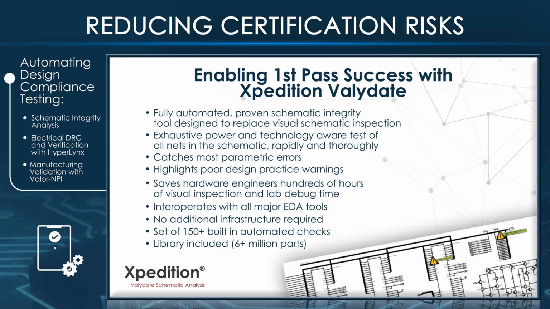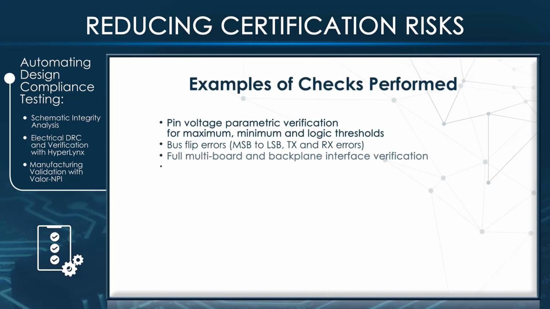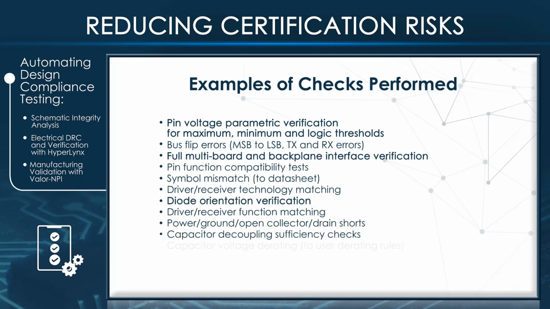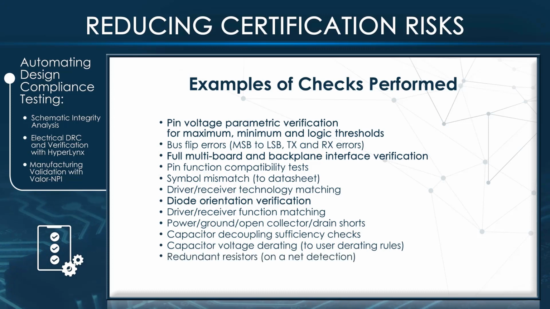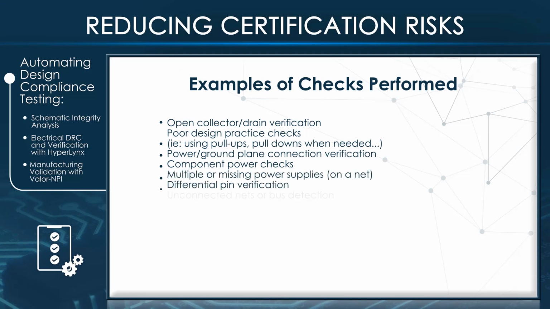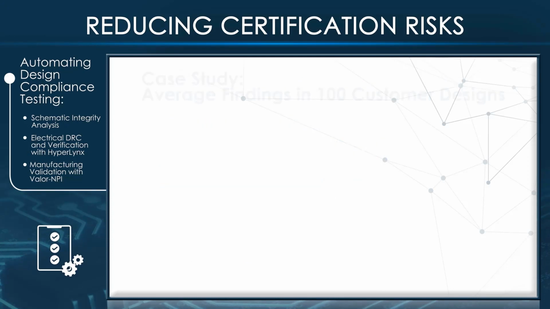The greatest thing about these three tools we're going to talk about today in this session is that they work and interoperate within all major EDA tools. So Xpedition Validate will check any schematic regardless of which schematic authoring tool that you're using. Some examples of the 150 plus built-in checks that we're going to talk about today are full multi-board and backplane interface verification, pin function compatibility tests, pin voltage checks. If you have a twisted diff pair and let's say it was connected wrong on the board, Validate will find that. Offboard nets detection. These are just some of the many checks.